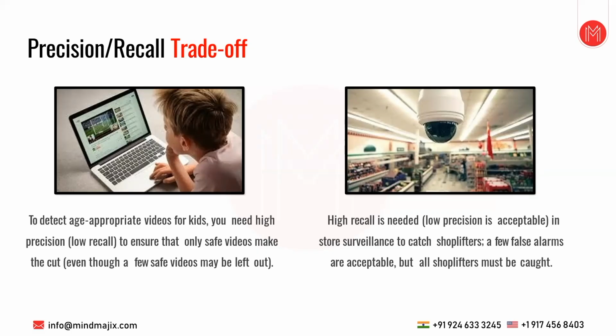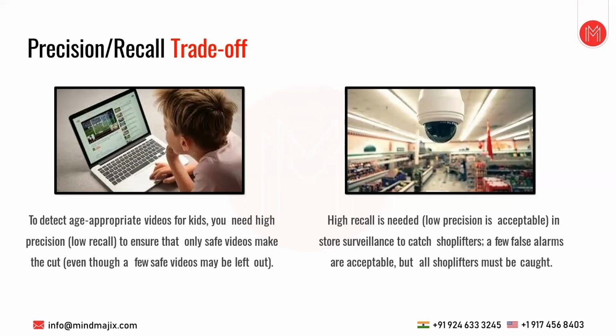To detect age appropriate videos for kids, you need high precision or low recall to ensure that only safe videos make the cut, even though a few safe videos may be left out as well. So to detect age appropriate videos for your kids, you have to go with high precision and low recall. That is the important part over here, and you have to follow that one. That's why the precision and recall trade-off is an important thing over here.